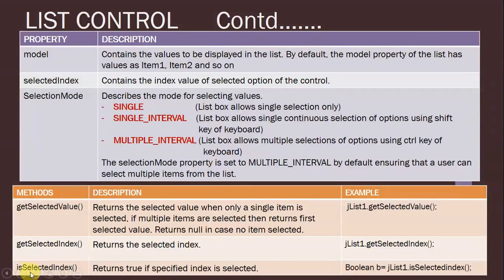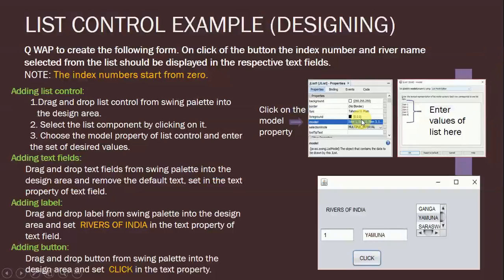The next one is isSelectedIndex. This method returns true if the specified index is selected, otherwise it returns false. So if b is a Boolean type variable, we can use it like this: boolean b = jList1.isSelectedIndex(). So this will return true if the specified index is selected. Otherwise, it will return false.